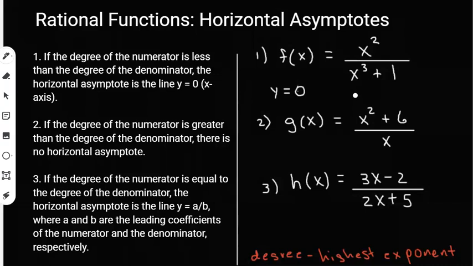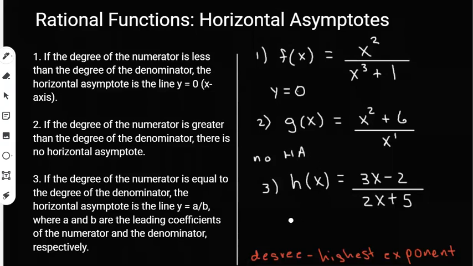All right. And then rule number 2 states, if the degree of the top is bigger than the degree of the bottom, there is no horizontal asymptote. So looking at number 2, the degree on top is 2, but the degree on the bottom would just be 1. So since the degree on top is the biggest, then there's no horizontal asymptote.